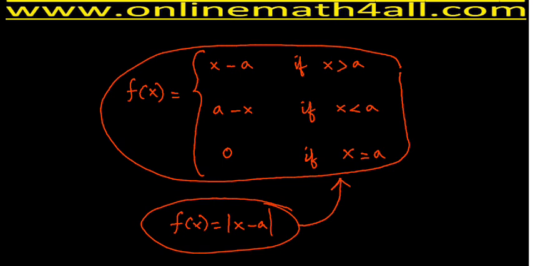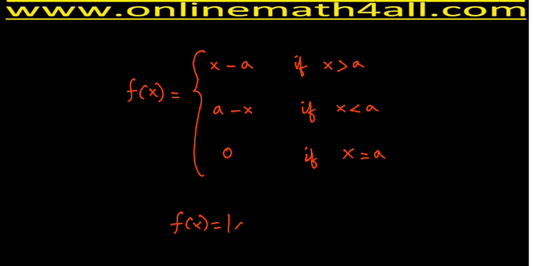Here f of x equal to x negative a if x greater than a, f of x is equal to a negative x if x less than a, f of x is equal to 0 if x is equal to a. I hope now the students will be able to understand how an absolute value function can be redefined as a piecewise function.